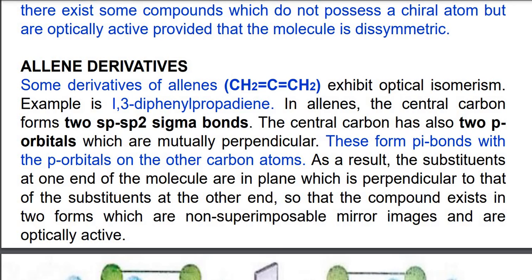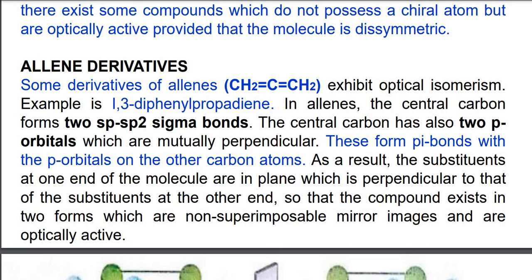For example, 1,3-diphenylpropadiene. In allene, the central carbon atom forms sp2 sigma bonds, and the central carbon also has two p orbitals which are mutually perpendicular, and these form pi bonds with the p orbitals on the other carbon atoms. As a result, what happens?